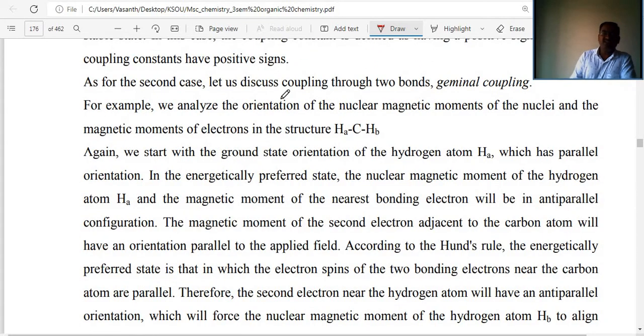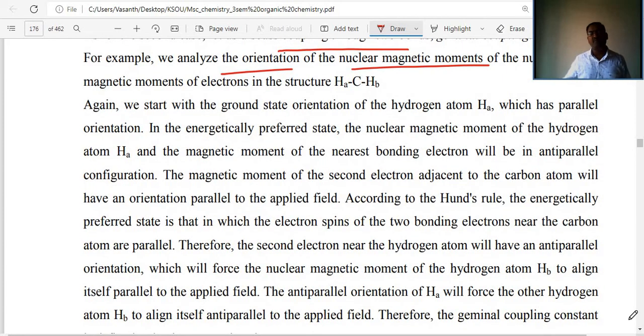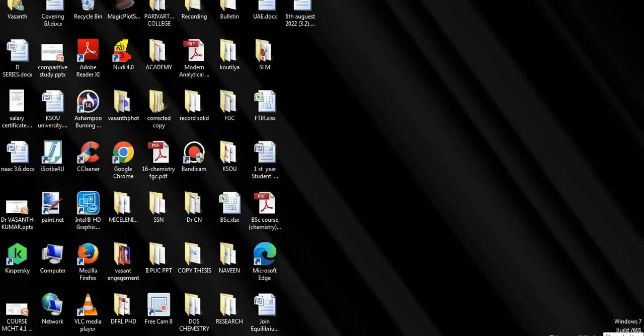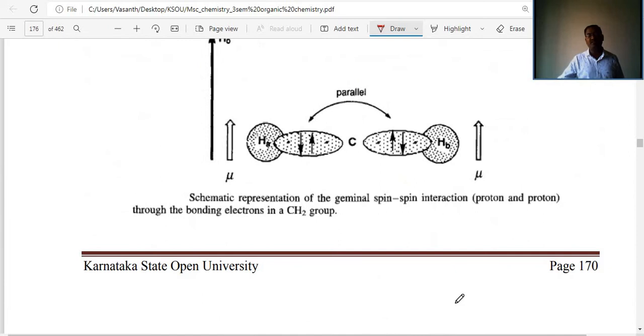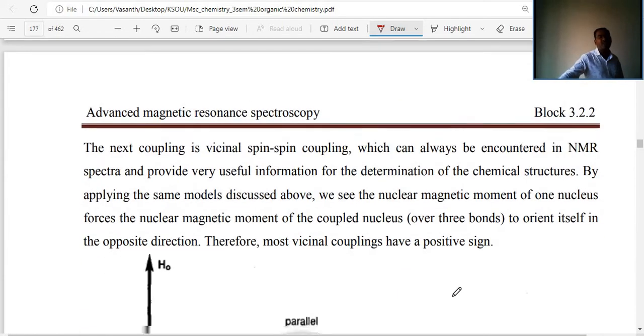In the second case, we discuss coupling through two bonds, geminal coupling. For example, we analyze the orientation of the nuclear moments of the nuclei and the magnetic moments of electrons in the structure. These are all the same as the previous one; this is the parallel mode.